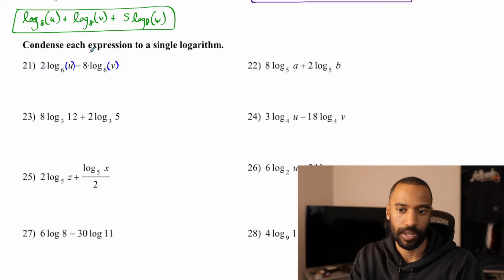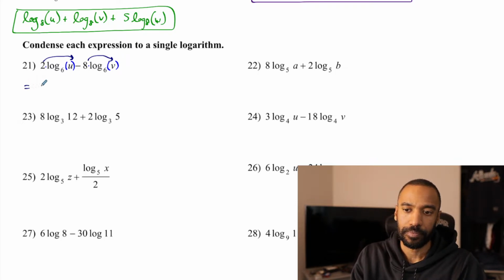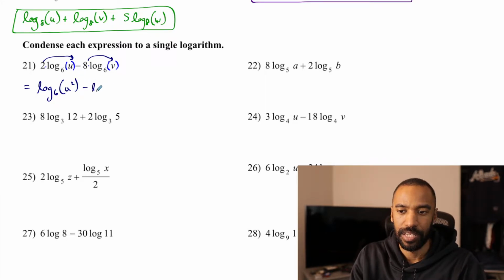What's going to happen is we're going to now kind of suck things back in. So now the 2 is going up into the log's exponent right here. That'll become a u squared, and this will become v to the 8th power. So this becomes log base 6 of u squared now as we condense minus log base 6 of v to the 8th power. And again, there's validity.